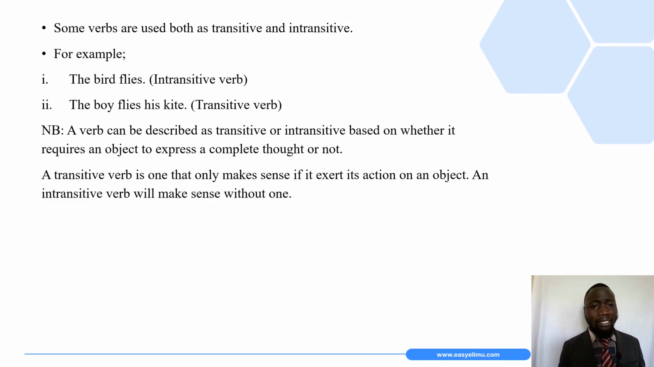So it is also important, dear students, to note that a verb can be described as transitive or intransitive based on whether it requires an object to express a complete thought or not. So a transitive verb is one that only makes sense if it exacts its action on an object, while an intransitive verb will make sense without one. So that is the difference. That is just a summary of everything that we've learned in the session, dear students.